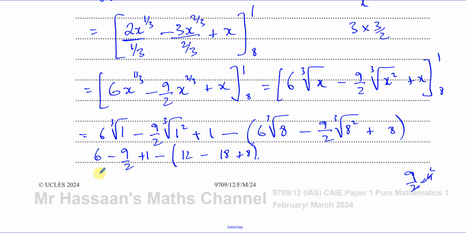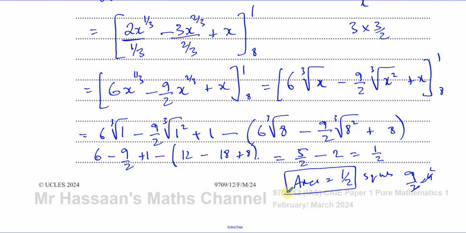Yep. So now I'm going to have 6 plus 1 is 7. 7 minus 9 over 2. That's 14 over 2 minus 9 over 2. That's 5 over 2 minus, and I'm going to have 12 plus 8, which is 20. 20 minus 18 is 2. 5 over 2 minus 2, that's going to be 5 over 2 minus 4 over 2, which is 1 over 2. So we can say the area is equal to 1 over 2 square units. So there's the answer for 11 part B.